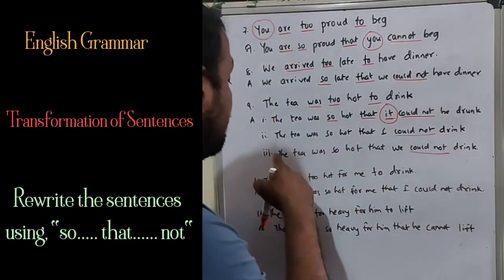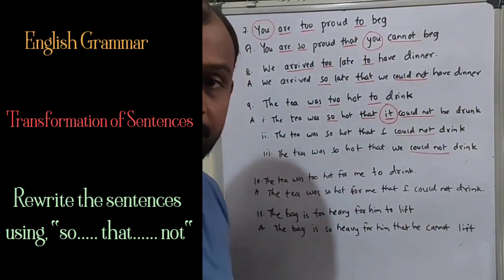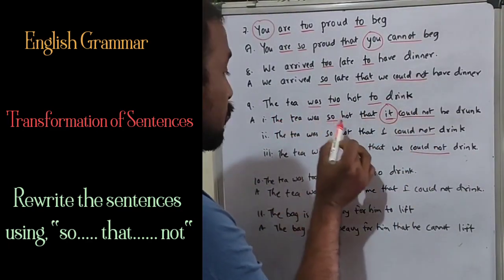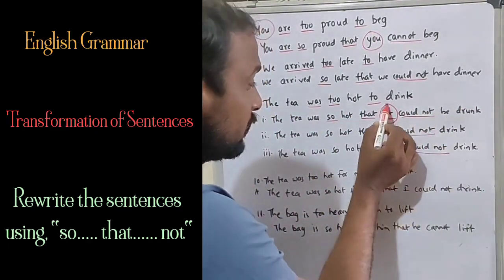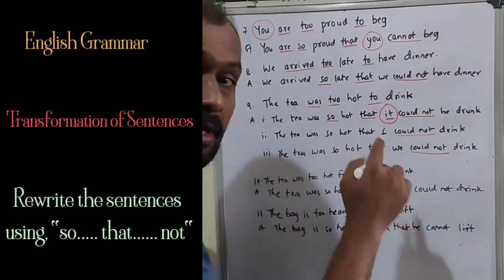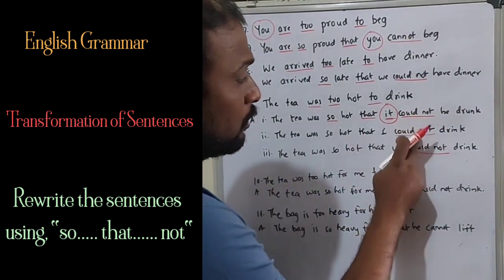Then, the tea was so hot that we could not drink. All the 3 options are correct. See, the tea was too hot to drink. The tea was so hot that it could not be drunk. Remember, when you're using it, write could not be drunk. When you're writing I or we, you can write you also, that you could not drink. But you must write could not as it is.